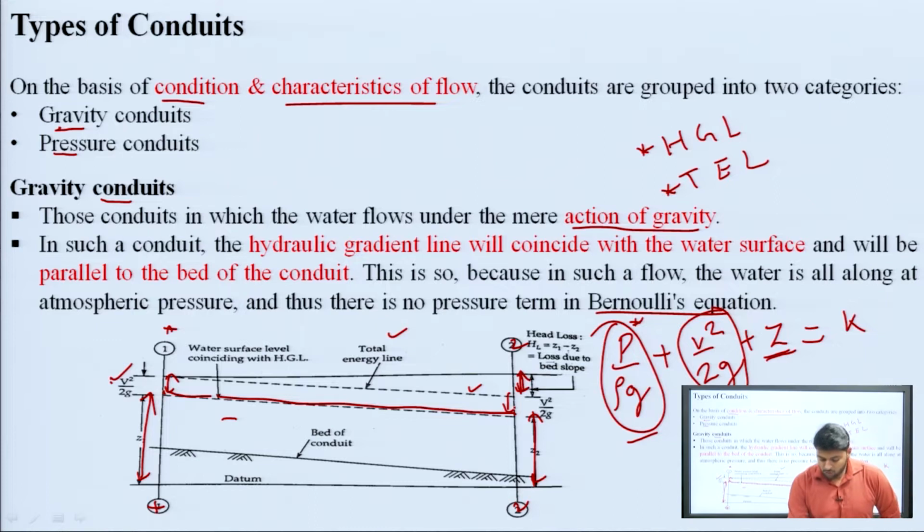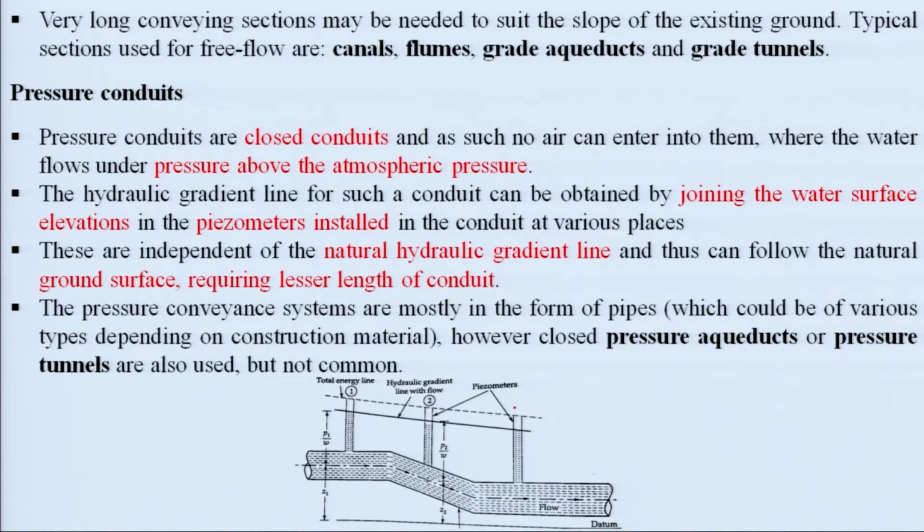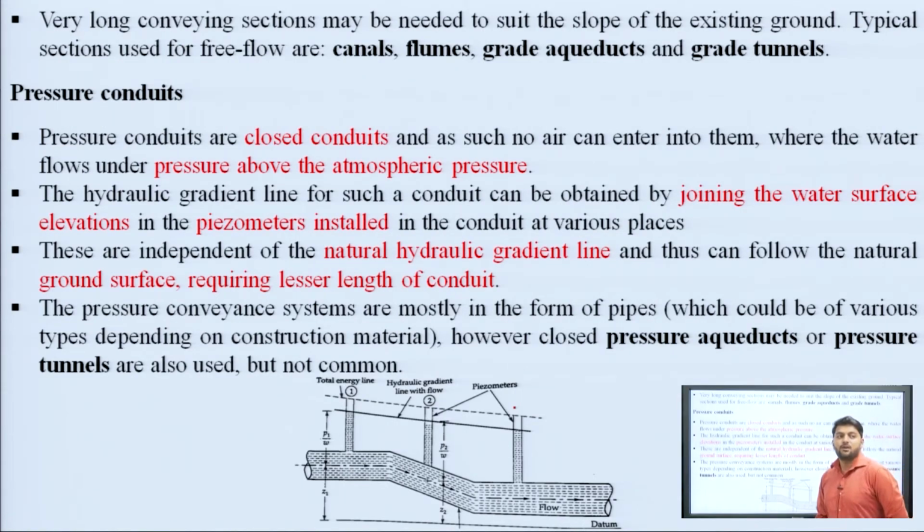Okay. So, next is our various forms of gravity conduits. The gravity conduits are in the form of canals, flumes, aqueducts and tunnels. Gravity conduits can be seen in the form of canal, flume, aqueduct and tunnels.